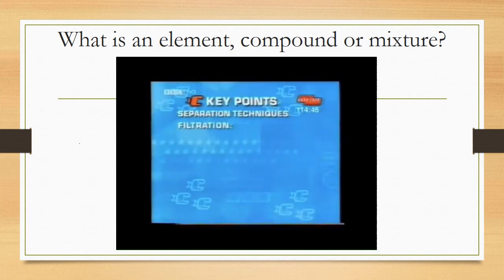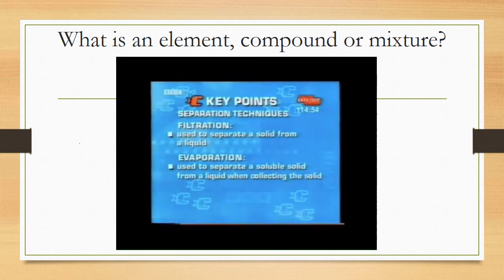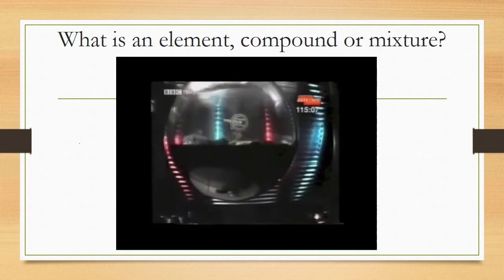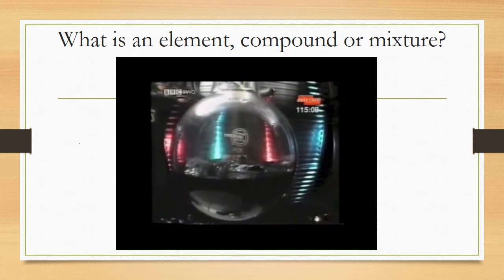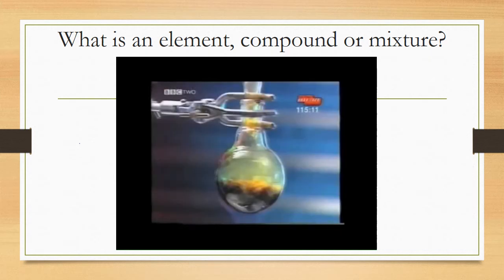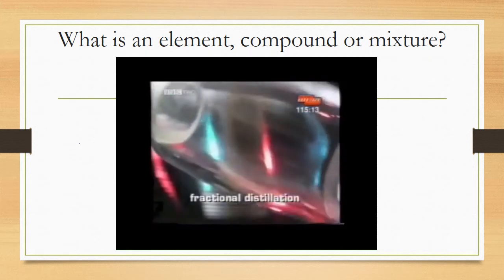So filtration is used to separate a solid from a liquid. Evaporation is used when you want to separate a soluble solid from a liquid when collecting the solid. Distillation is used when you want to separate a soluble solid from a liquid, but this time you want to keep the liquid. When a mixture of liquids needs to be separated out, for example this crude oil, a process called fractional distillation is used.